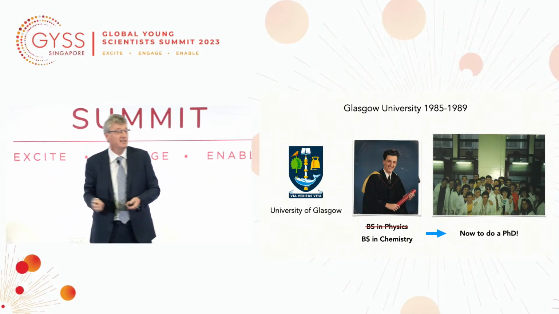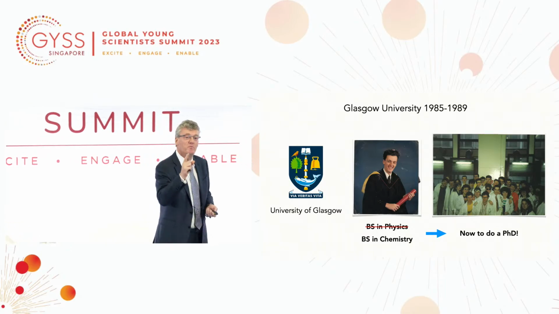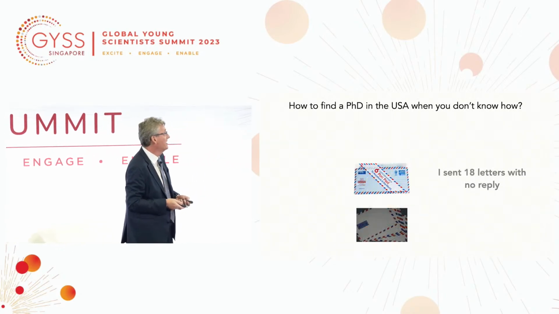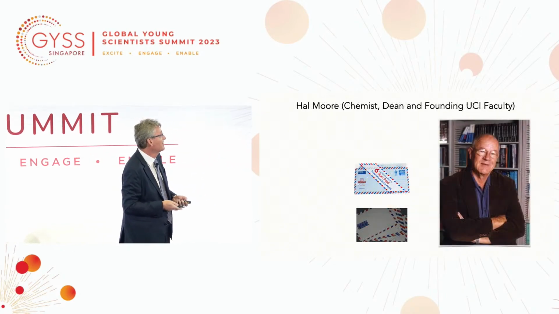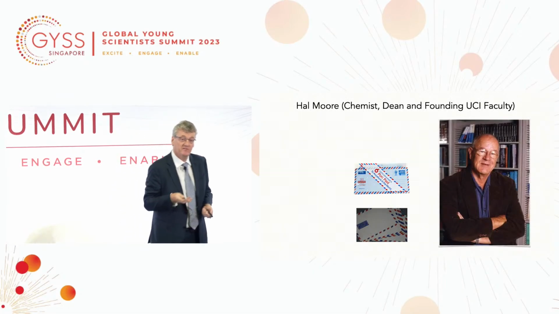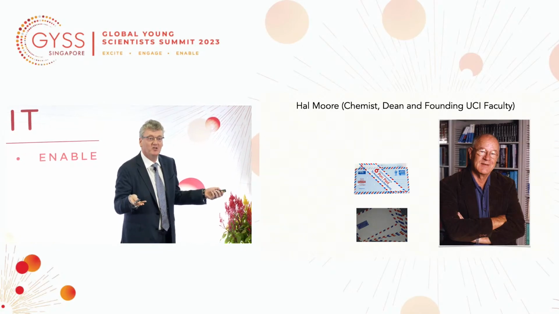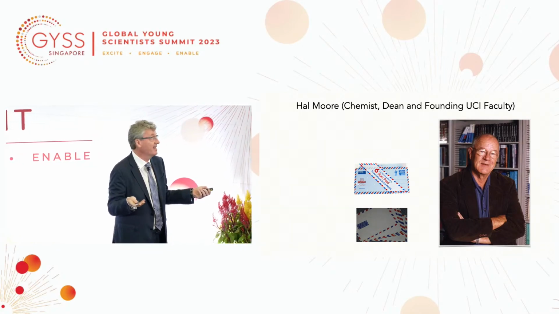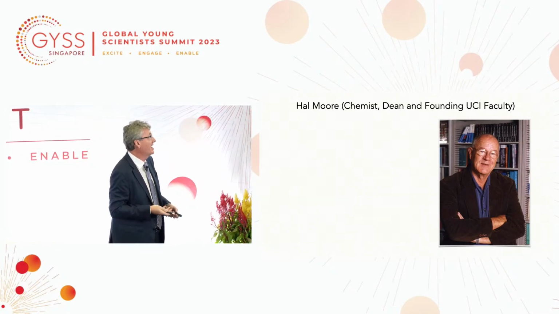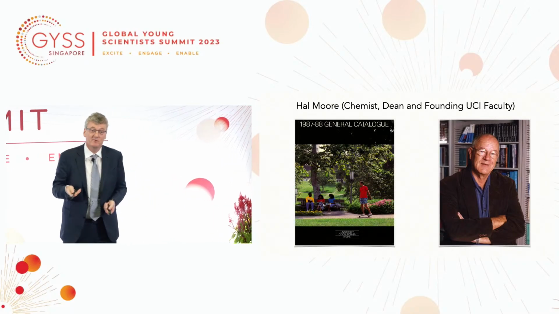I wrote to 19 different people, and only one person responded, and it was basically this gentleman I'll show you here. This is Hal Moore, and it was very fortunate that he did, because he said to me, you cannot get a PhD in America simply by sending a letter. He said you have to fill out an application form, and that's exactly what I did.